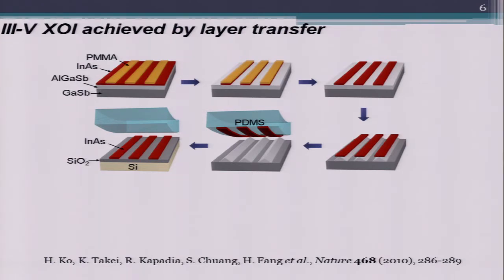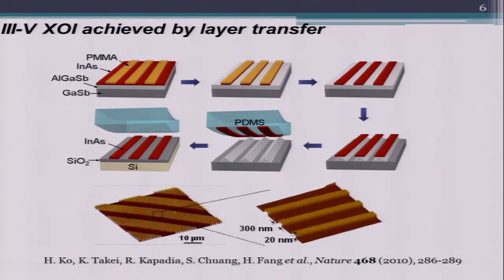We start with a 3,5 growth substrate, in this case gallium antimonide. We epitaxially grow a sacrificial layer, for example, aluminum gallium antimonide. On top we put our active layer, in this case indium arsenide. You can pattern the indium arsenide, and then you can selectively etch away the sacrificial layer, release the active layer, transfer it onto the substrate of your choice, in this case silicon oxide.